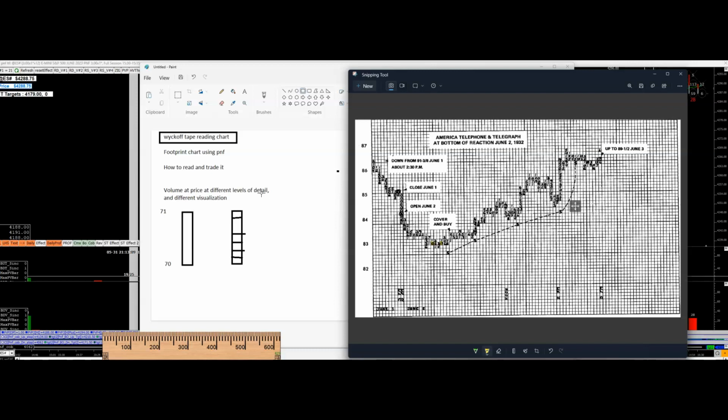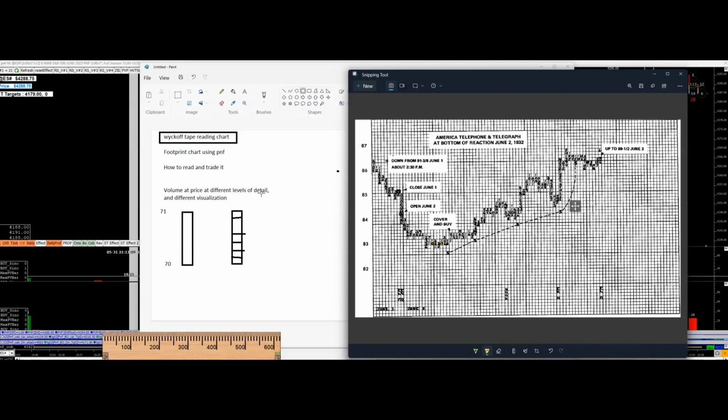On a point and figure, if you have 10-cent boxes between 70 and 71, you'll only have 10 prices, and each price would be consolidated, because the box size is 10 cents, and their volume would be consolidated. So, I mean, it's just a level of detail. Do you want to see volume at each individual price, or do you want to see it consolidated so you don't see 100 prices with volume? Instead, you just want to see 10 prices with volume.